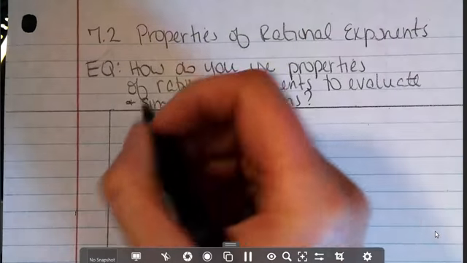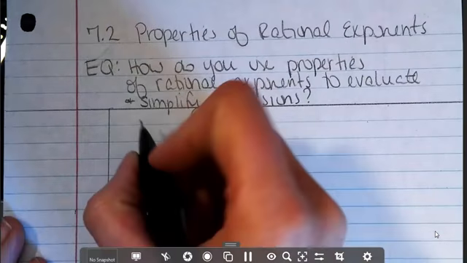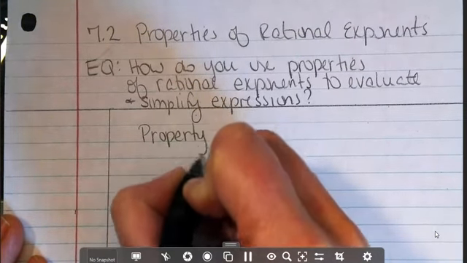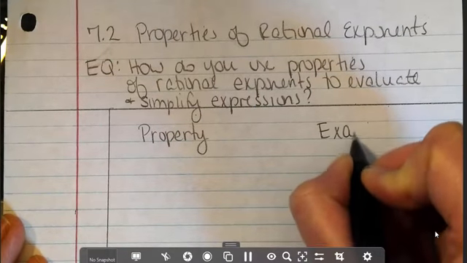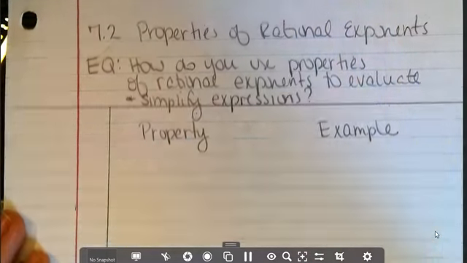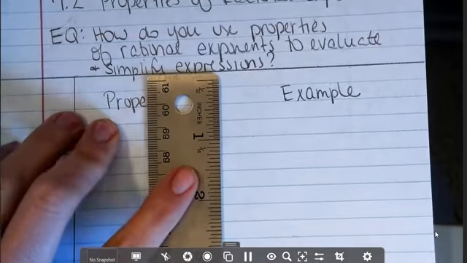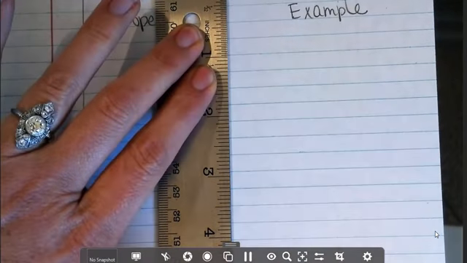All right, so I'm going to make a table here. I'm going to basically have two columns. One column will have the property, and then the other column will have my example of that property. Okay, so this should work.